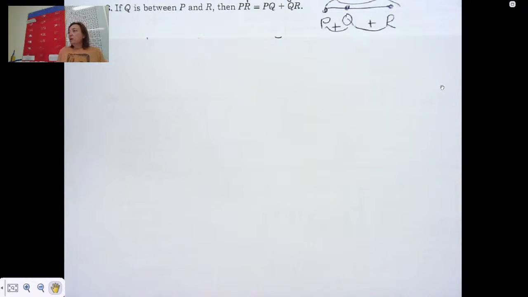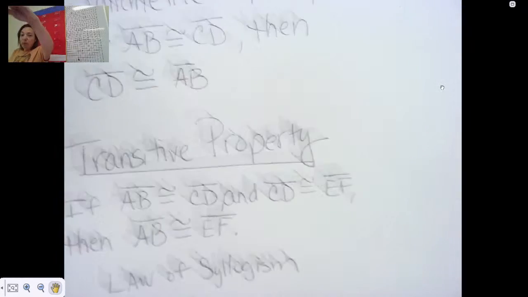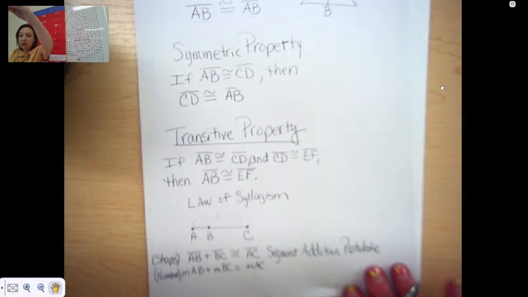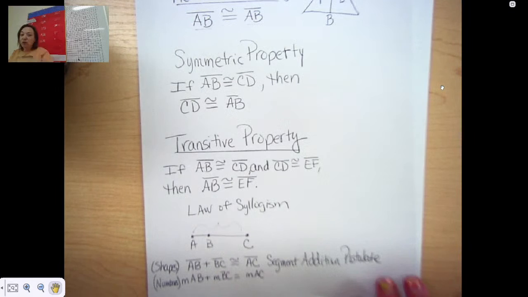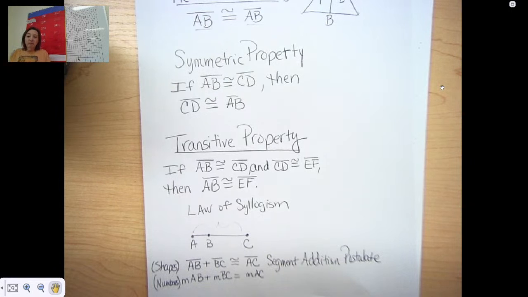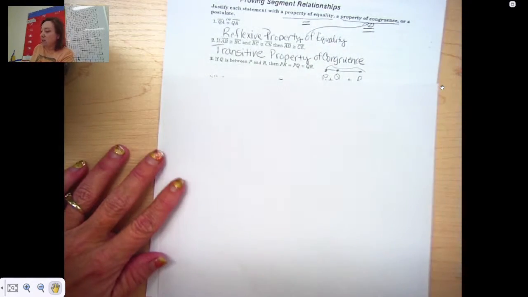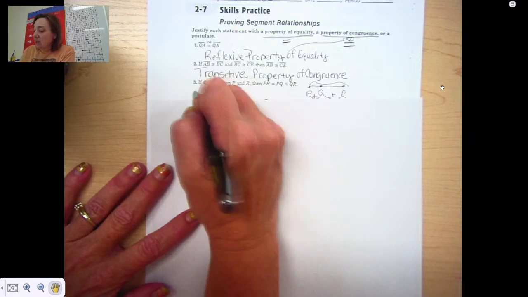Right? So, back to our properties of equality that we talked about. I mean, our different properties we talked about earlier. Which one of those properties is going to deal with those segments being added together? The segment addition postulate. So what's our reason on this one right here? We're just going to put the segment addition postulate.